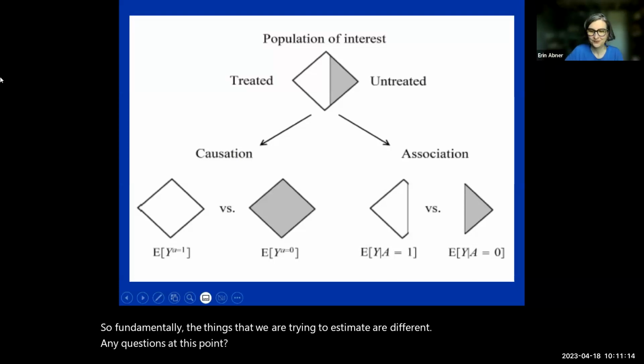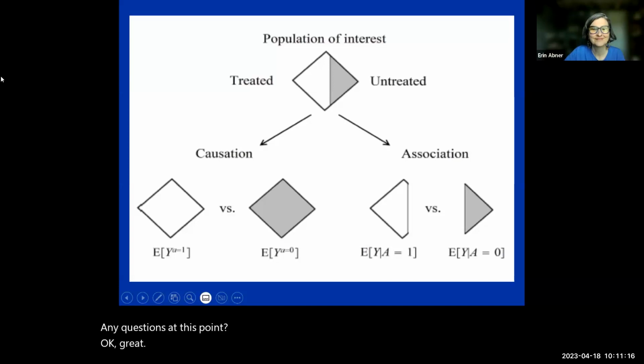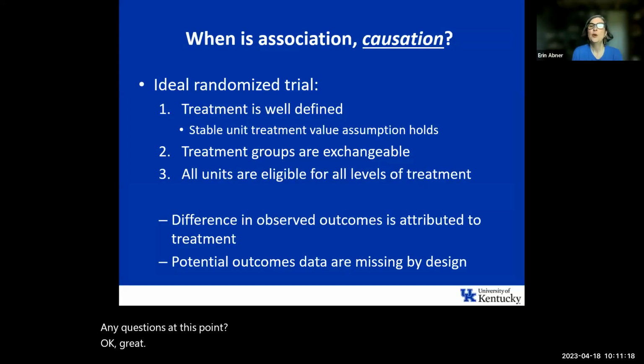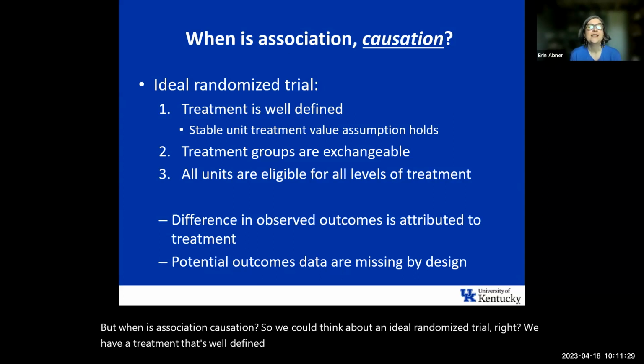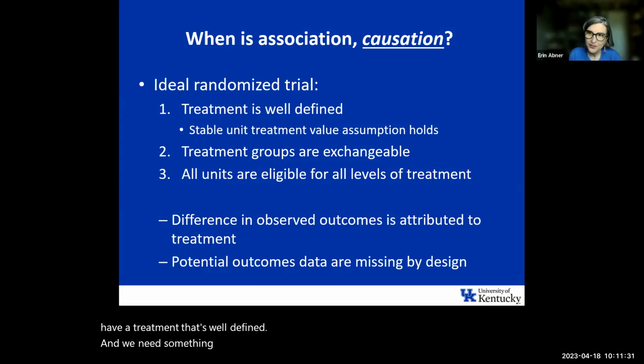Okay, great. But when is association causation? So we could think about an ideal randomized trial, right? We have a treatment that's well defined, and we need something called the stable unit treatment value assumption to hold.